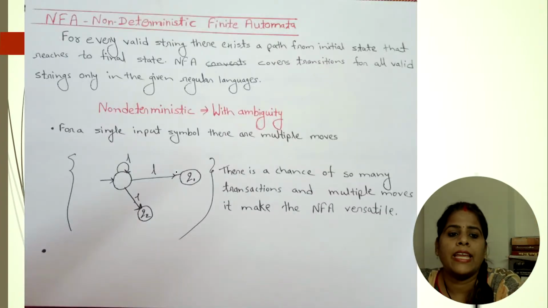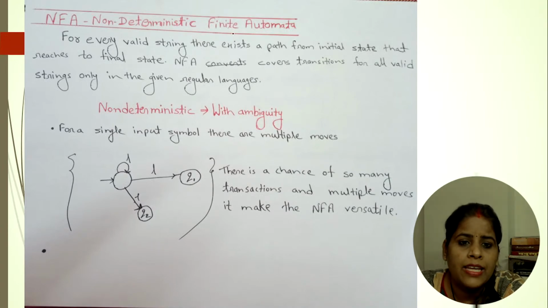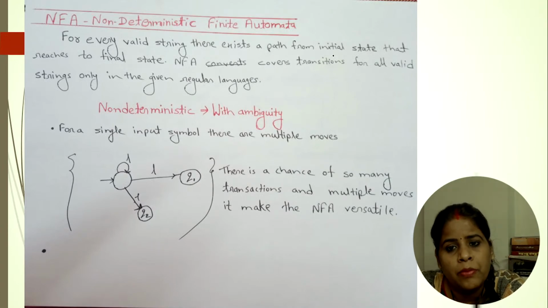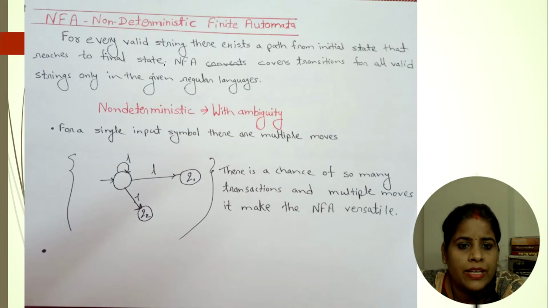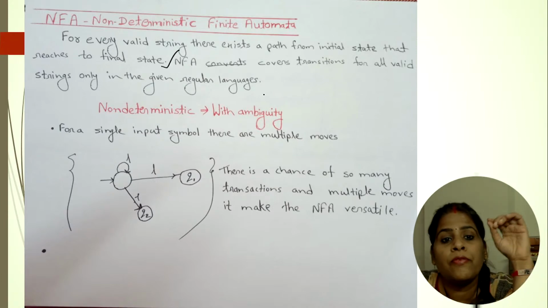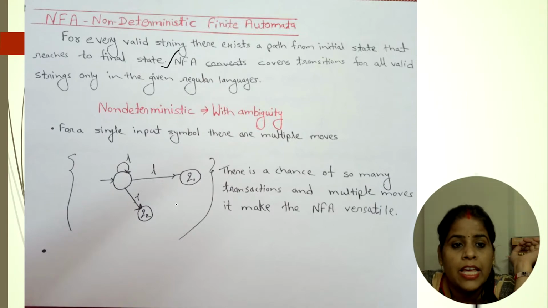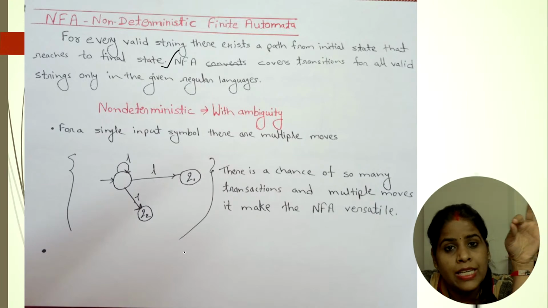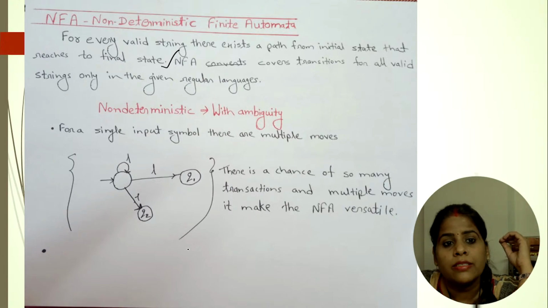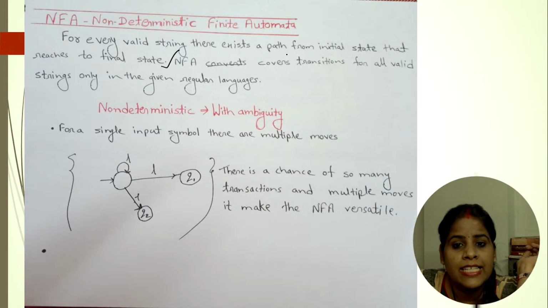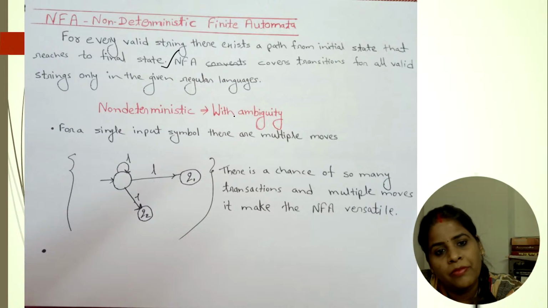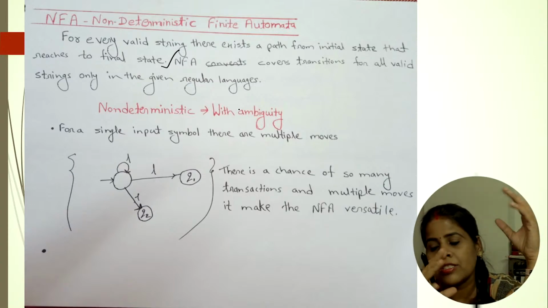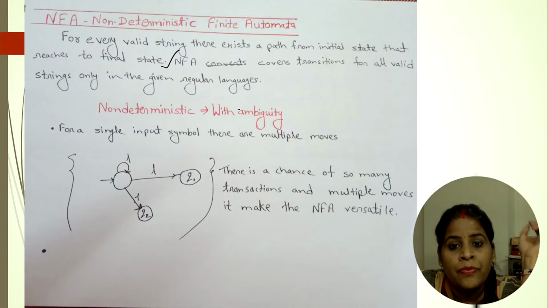NFA, what is NFA? For every valid string there exists a path from the initial state that reaches the final state. Every valid string means if the string reaches the final state then it is a valid string, or if it is a valid string then there exists a path from the initial state to the final state. This sentence is also vice versa.